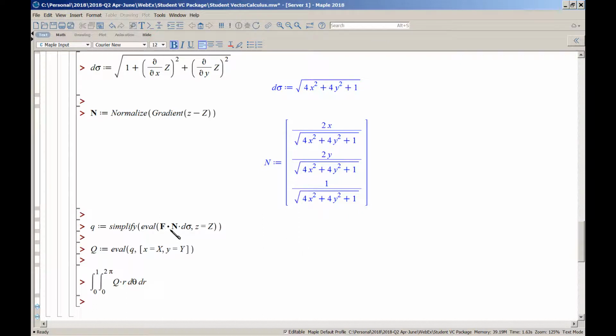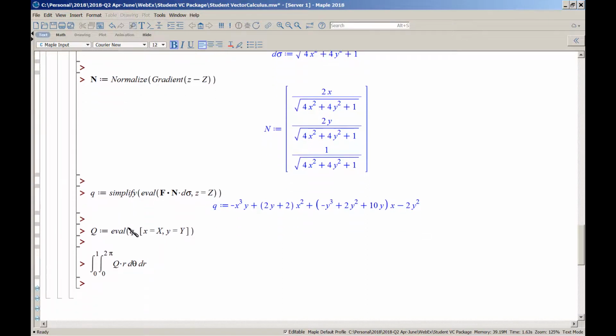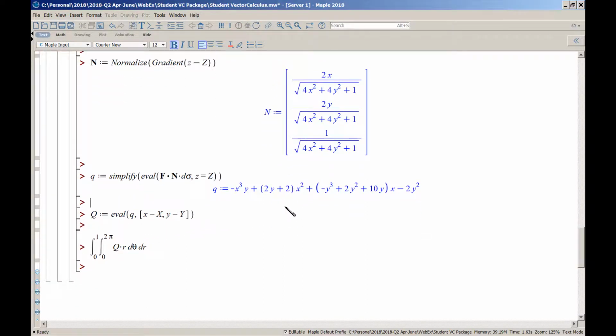Then I need to compute f.n, so that's the normal component of the field, times the sigma. But all of that has to be evaluated on the surface. So any letter z that would be in here would have to be replaced with 10 minus x squared minus y squared. So that's what you get here. And then we want to integrate around or over the surface of disk, so we need to change coordinates to those polar variables. So that's what this command does.